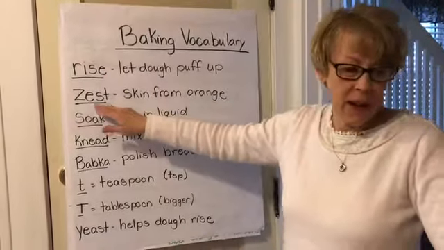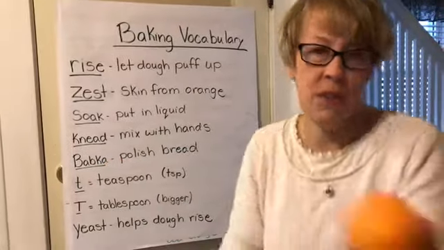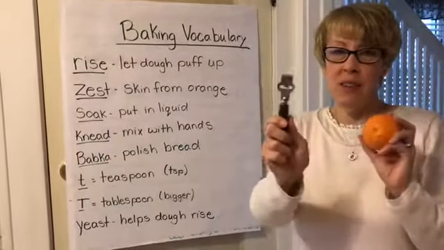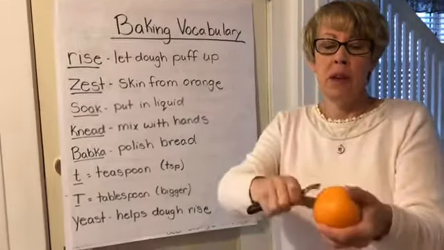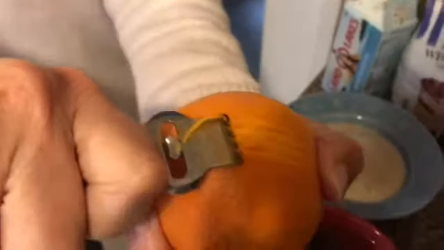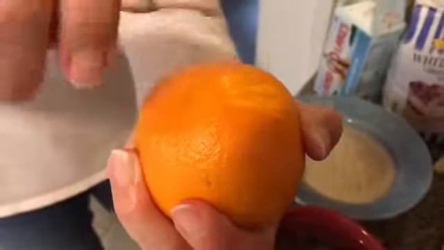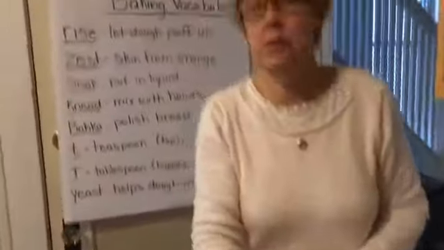The next one is zest. This is an orange, which you all know. This is a tool called a zester, and it's got little sharp circles on the top. So zest is this. It's the skin of an orange. And when we make babka, we put the skin of an orange into it for some flavor.